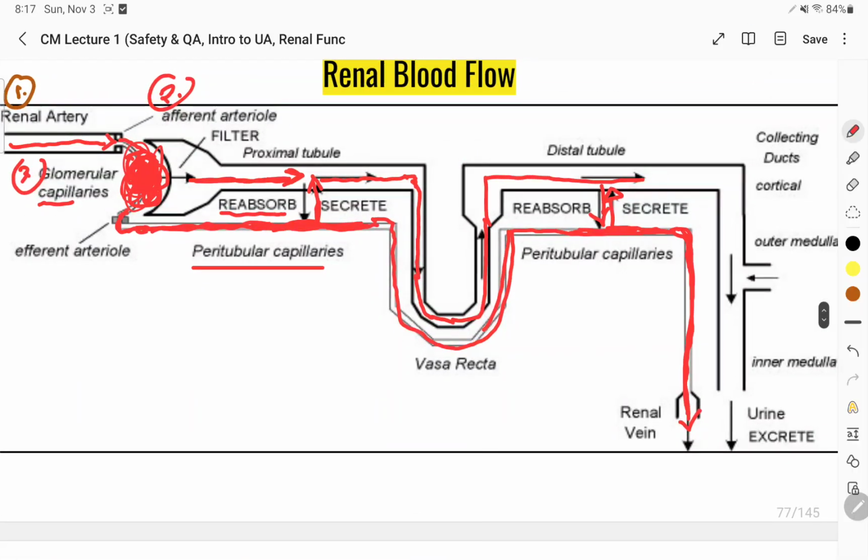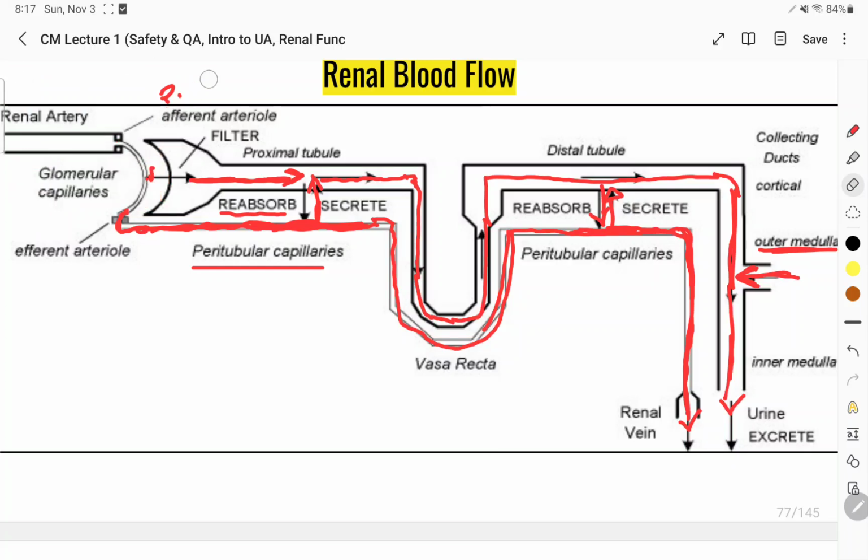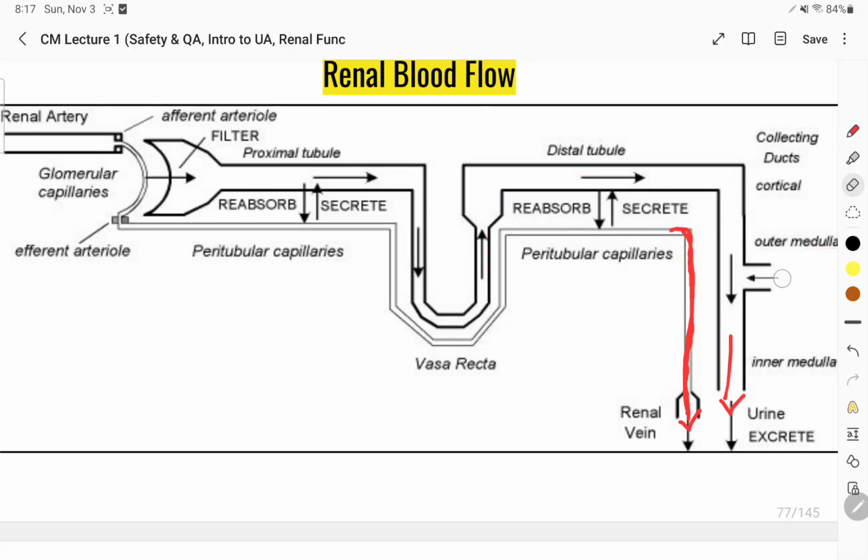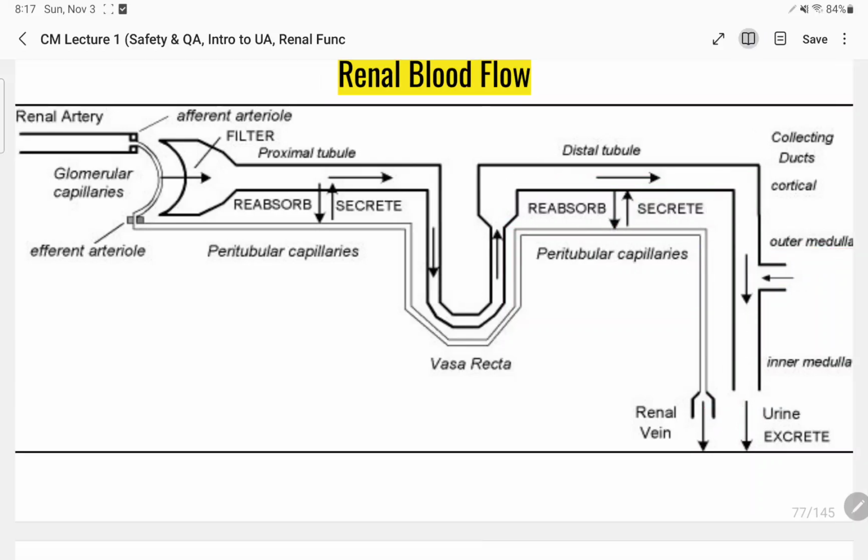And also, I forgot. After the distal convoluted tubule, of course it goes to your collecting ducts. Okay? And then we have the outer medulla of your kidneys. Okay? So whatever needs to be expelled goes to the urine, until it becomes urine and is excreted. Okay, so that is for your renal blood flow. So this is just a general overview of your renal blood flow.